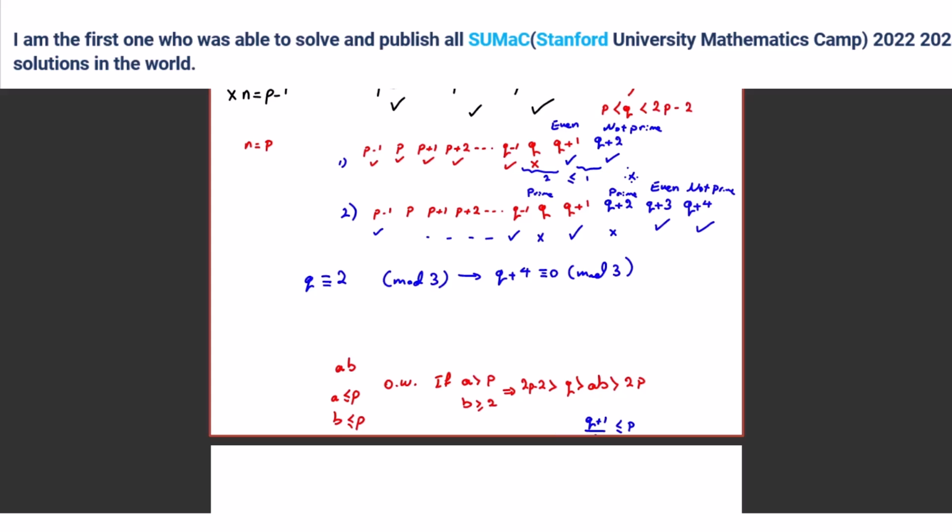For when n is p. Look, for p factorial, our n factorial now is p factorial. You should prove that q plus 4 is not, we know q plus 4 is not prime. You should prove that q plus 4 is the divisor of p factorial, okay? Okay, try.